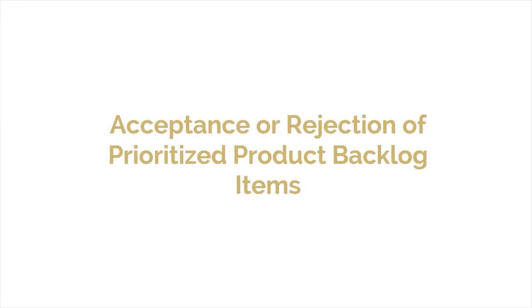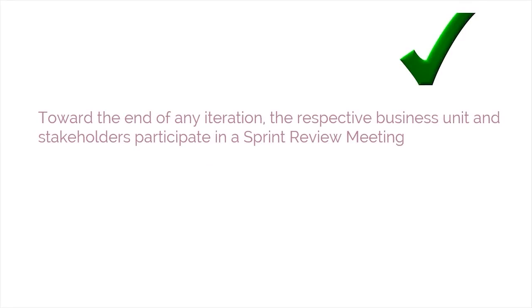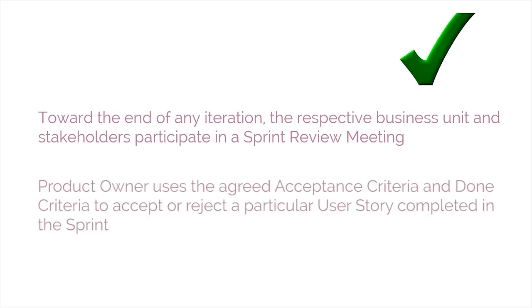Acceptance or rejection of prioritized product backlog items. Toward the end of a sprint, the respective business unit and stakeholders participate in a sprint review meeting. In the meeting, the Scrum team demonstrates the product increments to the product owner, sponsor, customer, and users. Product owner uses the agreed acceptance criteria and done criteria to accept or reject a particular user story completed in the sprint. Particularly, incomplete user stories are rejected as not done and moved back into the prioritized product backlog.